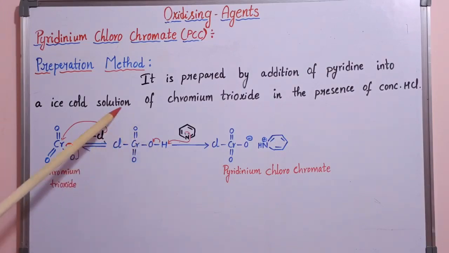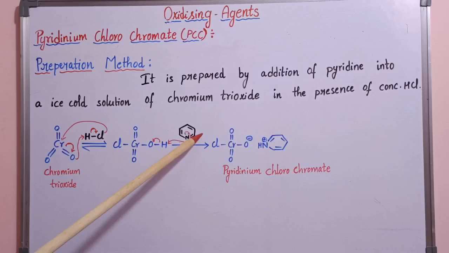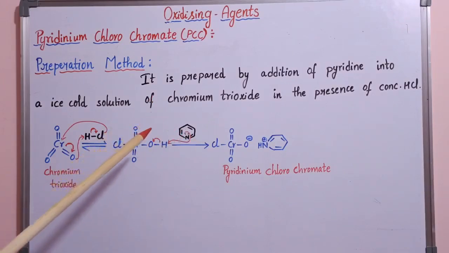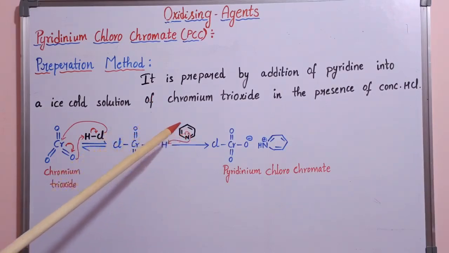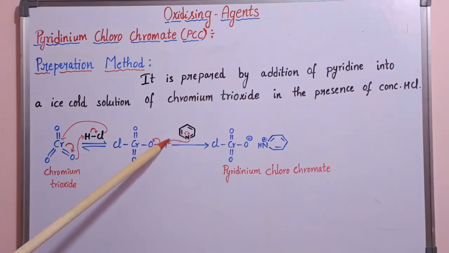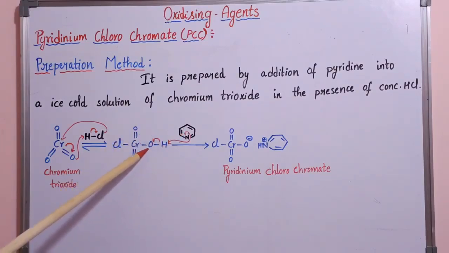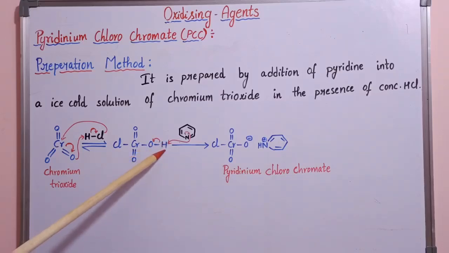Okay, so now this intermediate reacts with our pyridine. You know pyridine is a heterocyclic compound which consists of nitrogen in the ring. The nitrogen has a lone pair of electrons on it. Now you should shift the oxygen-hydrogen bond towards oxygen. The bond between oxygen and hydrogen should be shifted towards oxygen. When you shift this bond towards oxygen, oxygen gets negative and hydrogen gets a positive charge.